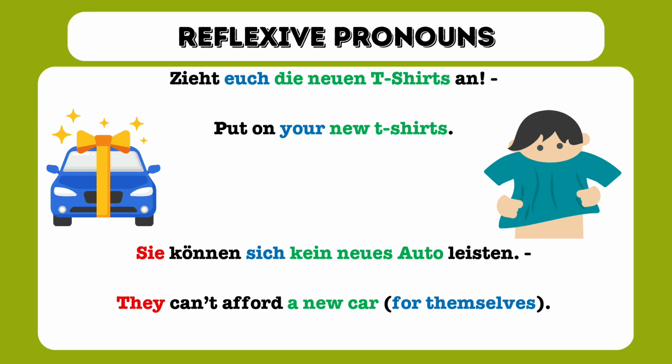Sie können sich kein neues Auto leisten. They cannot afford a new car. A new car is the thing that is not being afforded. The person that cannot afford this is sie and sich, so we're using both of them here. This is basically like saying they can't afford a new car for themselves. Sie können sich kein neues Auto leisten.